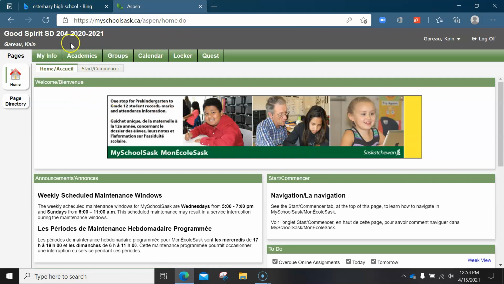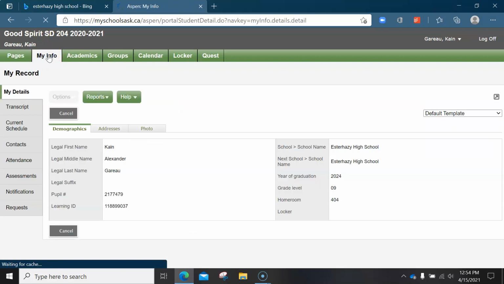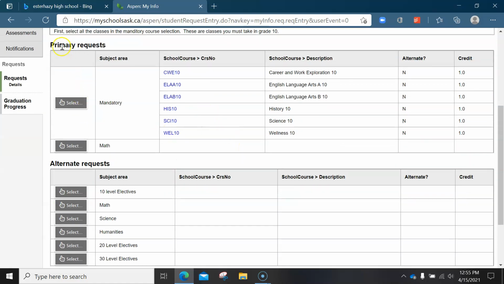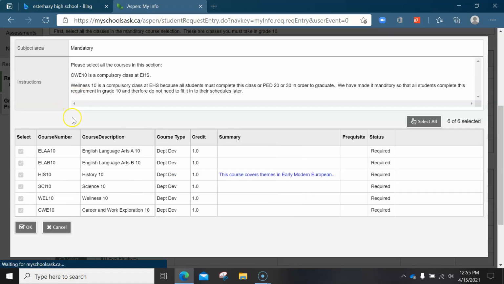There's some information here that you can look at, but for our purposes, we're going into My Info. And again, some more information here, transcript, schedule, your current schedule, your attendance records, but we need to go into the requests. That's what we want. All right. So you will see here that all of the classes that are required for grade 10 are already posted in the primary requests. In fact, if you go to the select button on the side, you can't even uncheck them.